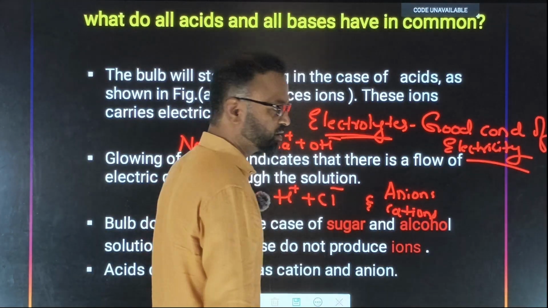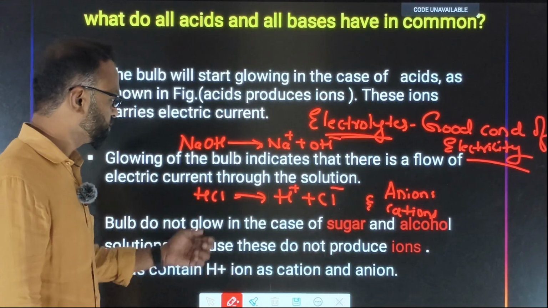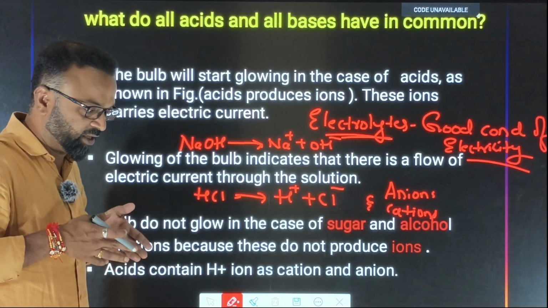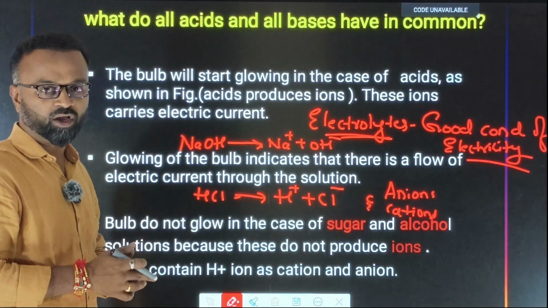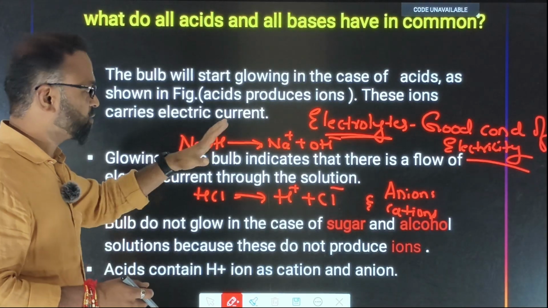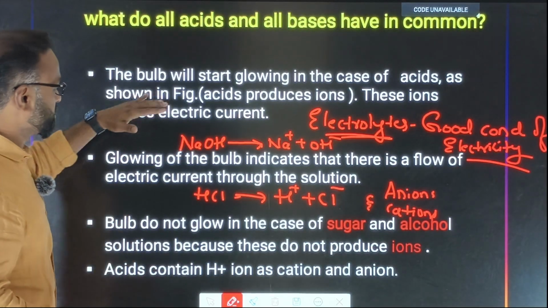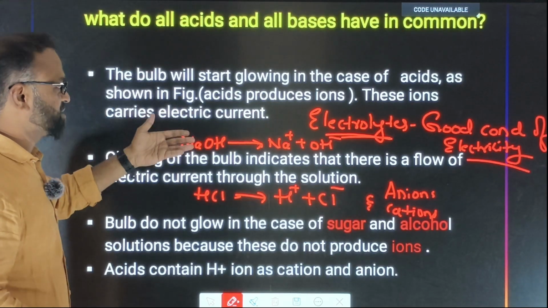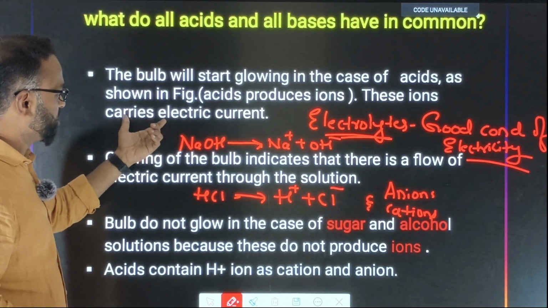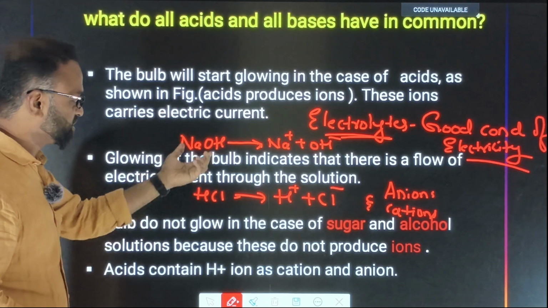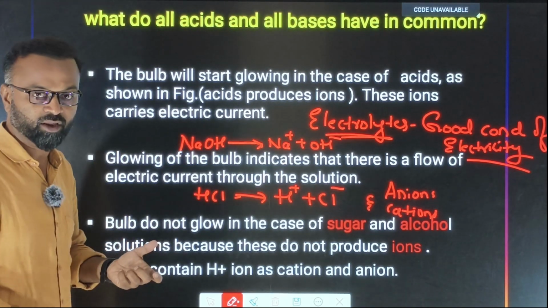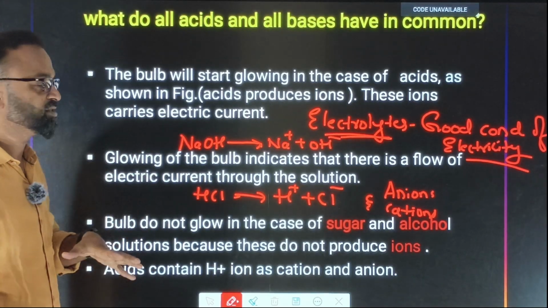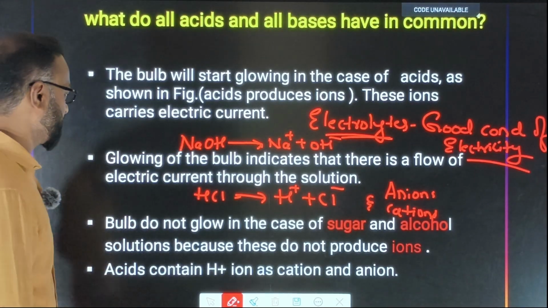Yes or no? Both can produce positive and negative charges. When two charges are there, they can definitely allow the current to pass through. So that is common, that's what they are trying to tell here. The bulb will start glowing in the case of acids and bases, because these ions carry the electric current. These plus and minus ions, what we call cation and anion, are capable of conducting charges, hence they behave as electrolytes.